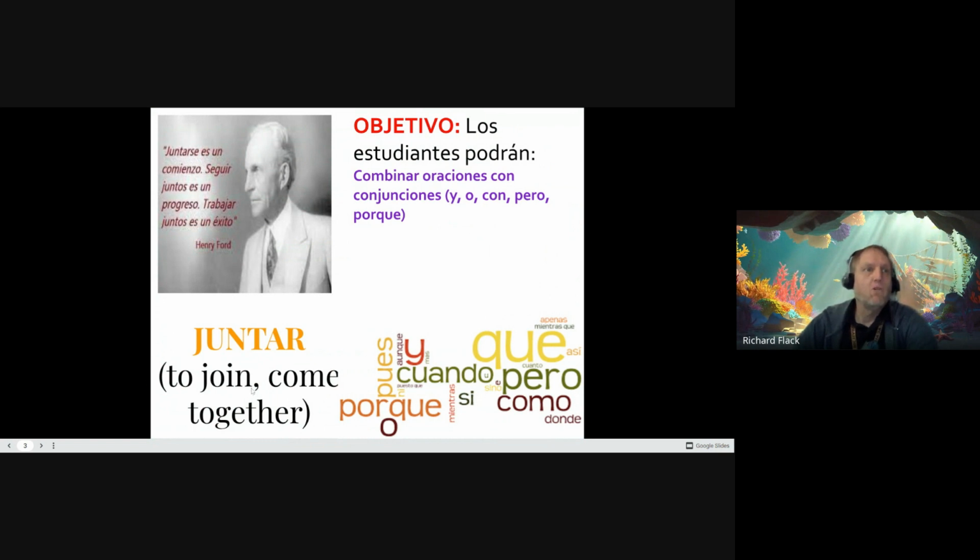El verbo de hoy es juntar. Juntar means to join or to come together. That's a perfect verb to go with conjunctions because that's what conjunctions do.